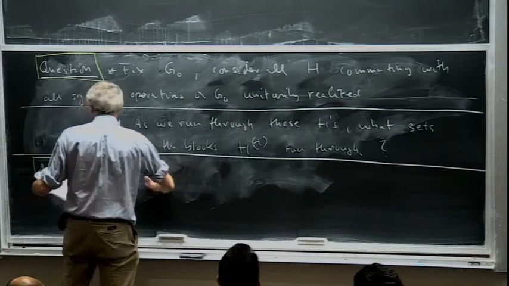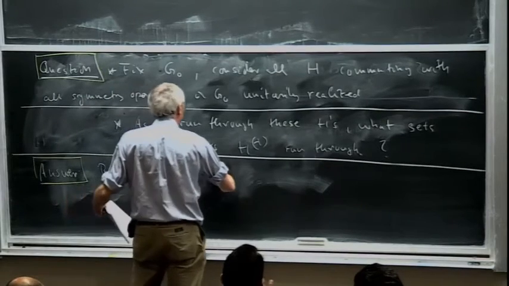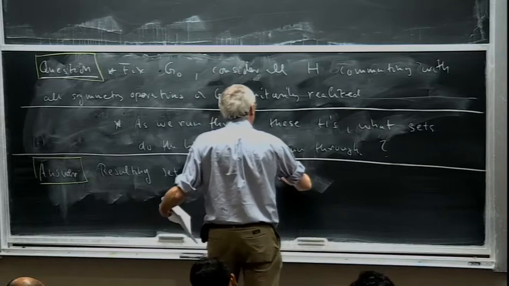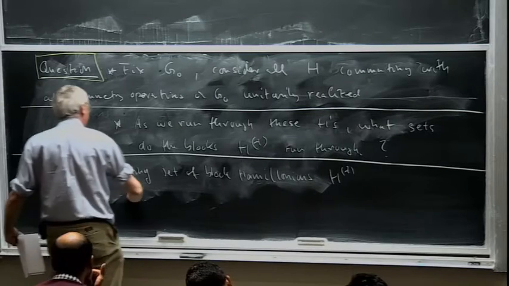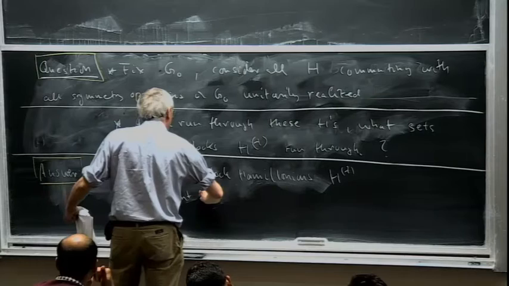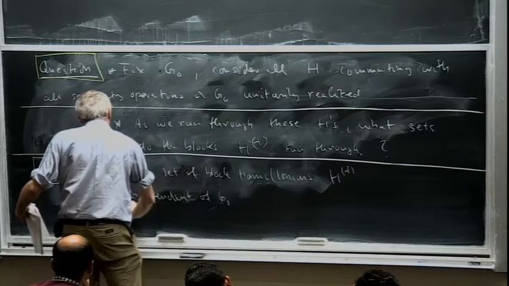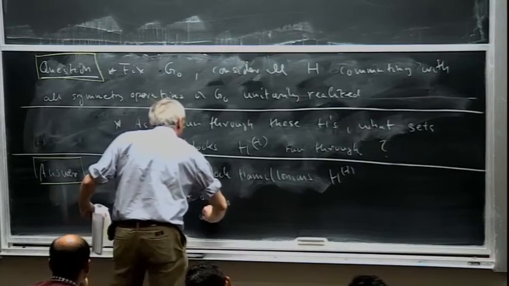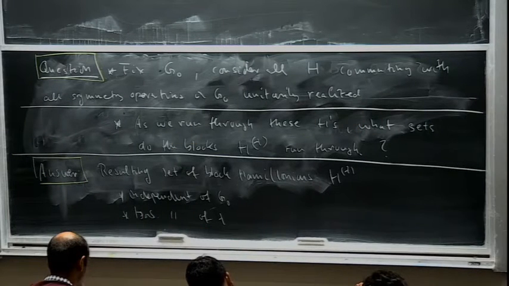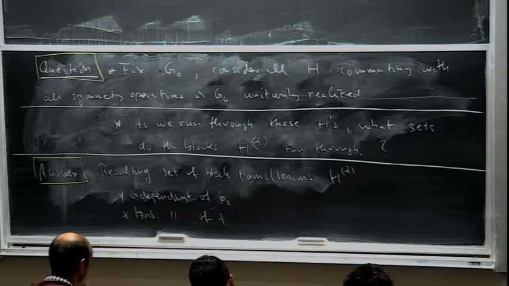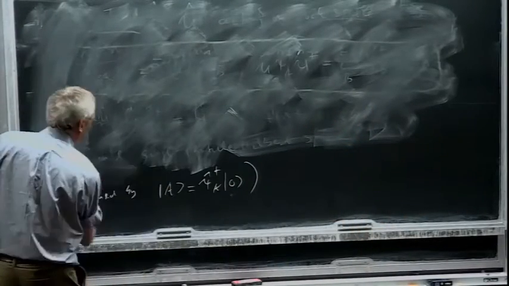So the resulting set of block Hamiltonians H lambda is actually independent of G naught, and basically independent of the representation. And that's not obvious. The reason why this is interesting is because we can say something about these block Hamiltonians in this very general setting. And that's what the topic, Tenfold Way, that I'm currently discussing is about.